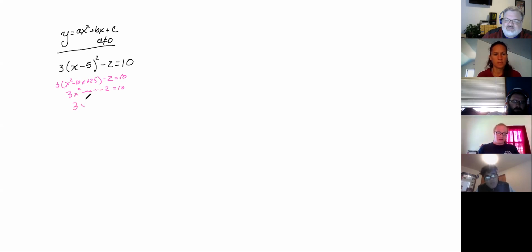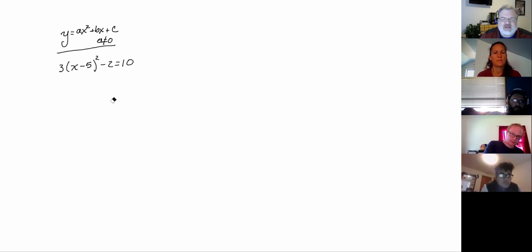Subtract that over, move the 10 over to say it equal to 0, and then solve that once it's in that form. You can hopefully tell by how I wrote that, I don't want to do it that way. It works, but it's long, it's time consuming, and there's a lot of mechanics in there.